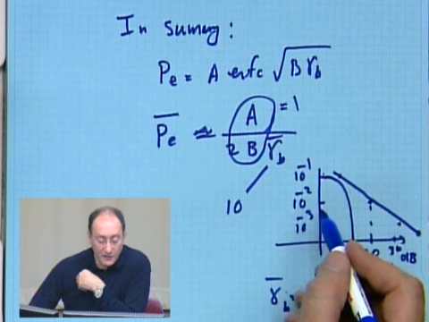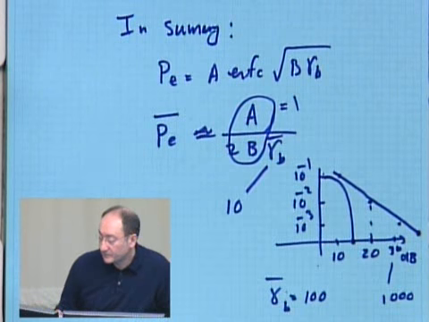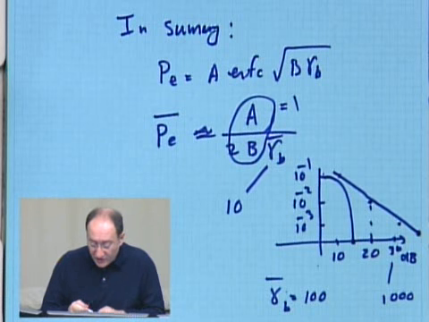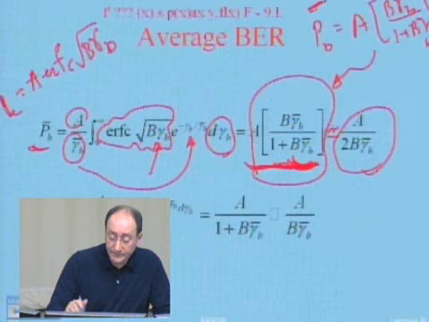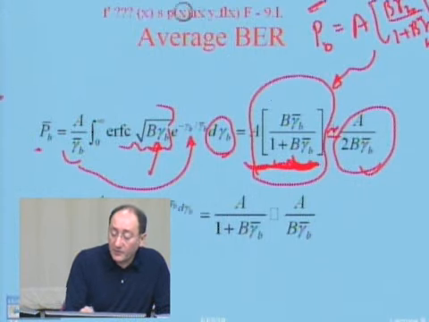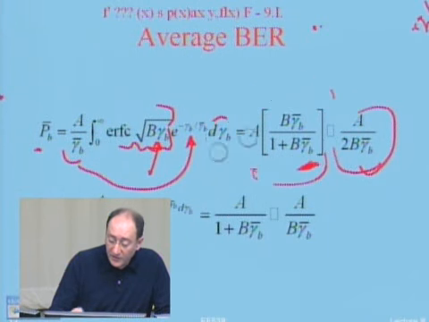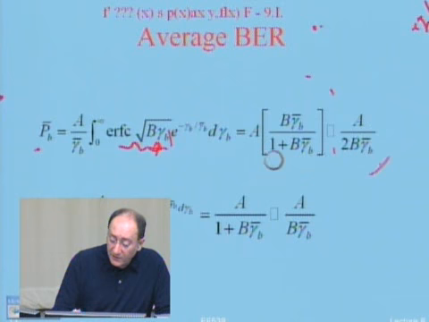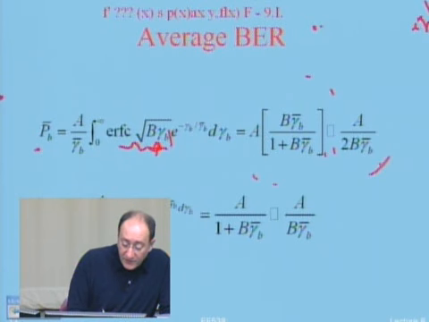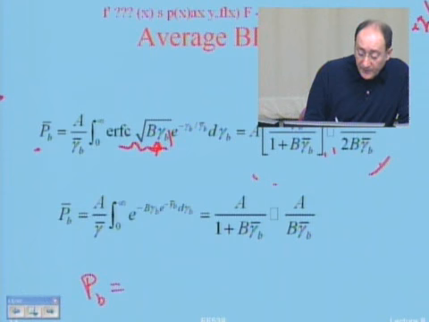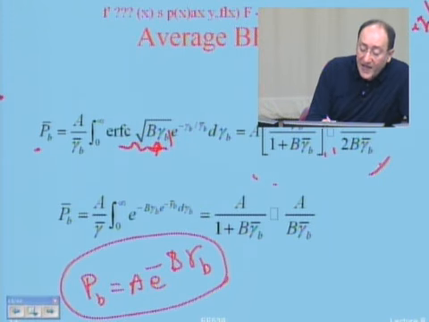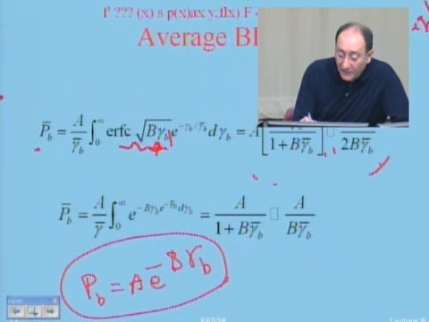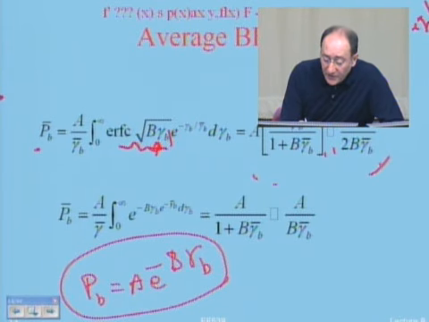Okay? So that's the first one. Let me just get the other type of sketches. The other type of probability of error that I had was what? The second type of probability of error was when the probability of error was A e to the minus B gamma sub b, exponential. If I take this and do the same thing, find the average over Rayleigh fading, I have to multiply it with e to the minus gamma sub b.